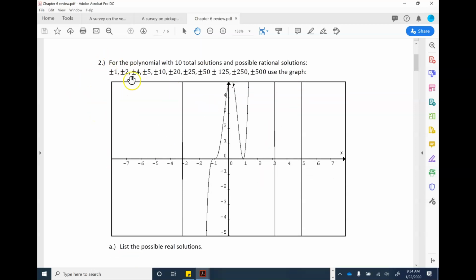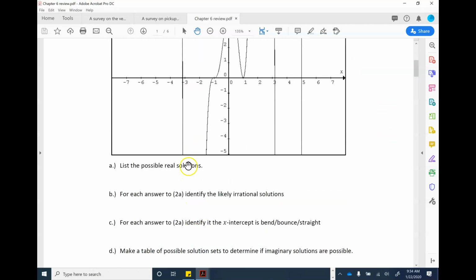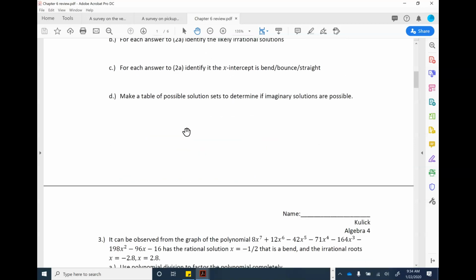I'll give you some information about the polynomial. I'll tell you the solutions, the possible rational solutions, and then the picture, and ask you some questions about that, just like we did on the homework quiz, right? Okay.